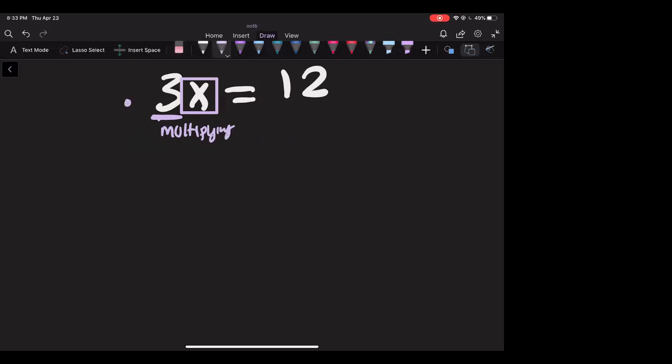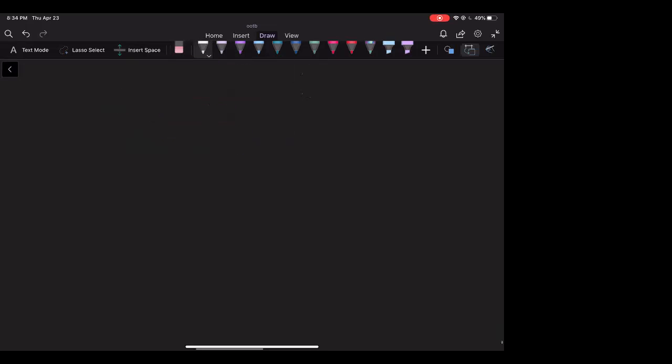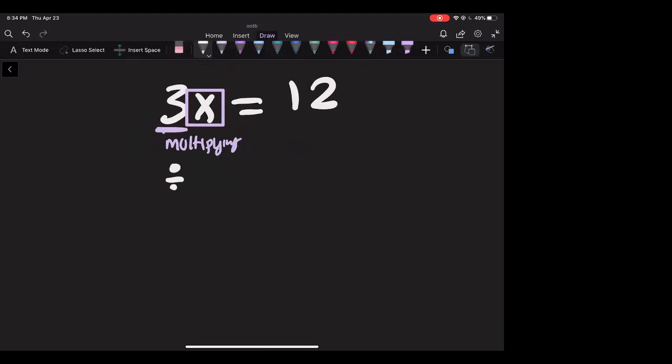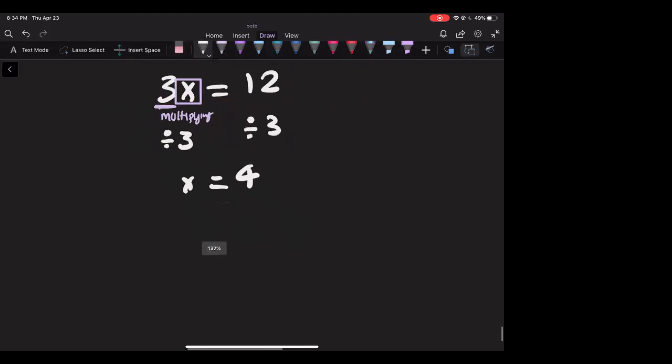And then, what's the opposite of multiplying? Dividing. So you're gonna divide. It's gonna be x is equal to positive 4, right?